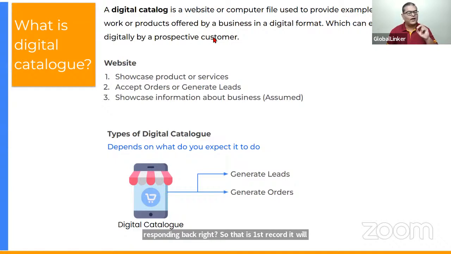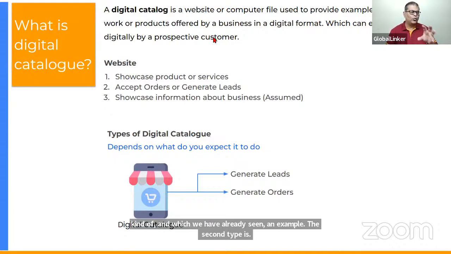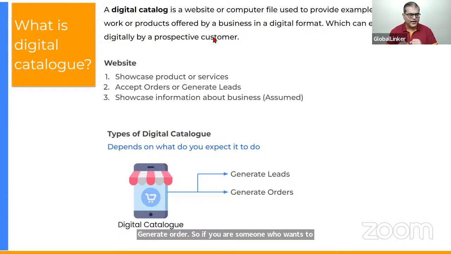The second type is generate orders. So if you are someone who wants to receive orders from international customers, in that case, you can use the generate orders option. That is the second type of digital catalog.